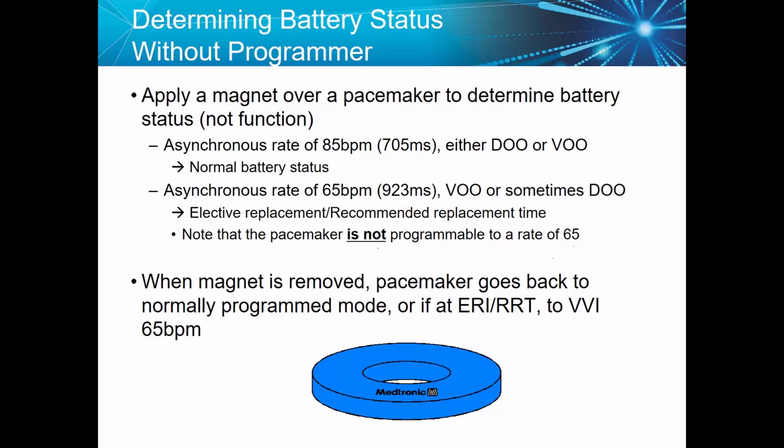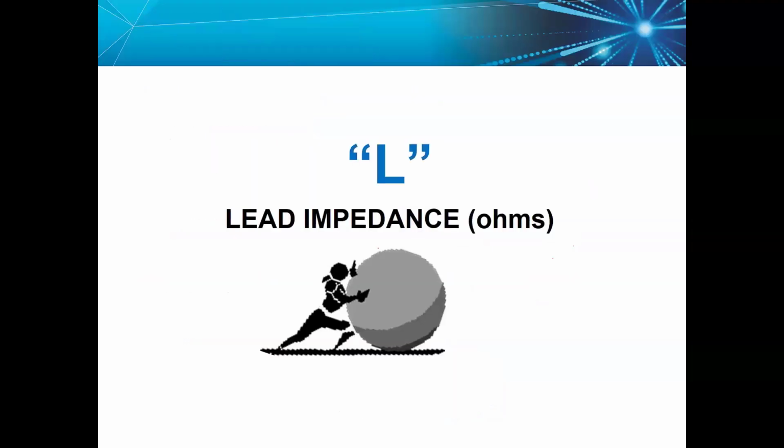Okay, so if we have Abbott and Biotronik and Sorin, every company has its magnet rate related to normal battery life and battery at end of life, sorry, recommended replacement time. Then we discussed the pacing rate, battery status, then PPL, L for lead impedance.